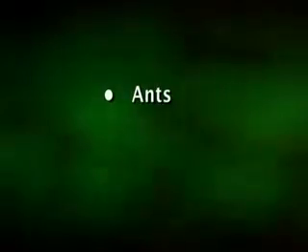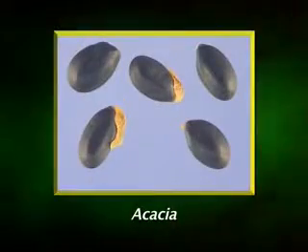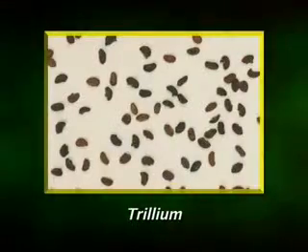Next are the ants. Dispersal of seeds by ants is known as myrmecochory. Foraging ants disperse seeds which have appendages called elaiosomes. Elaiosomes are soft fleshy structures that contain nutrients for the animals that eat them. Elaiosomes are eaten by ants and the rest of the seed is discarded by them because of being hard and inedible. Such kind of dispersal is seen in the case of Acacia and Trillium, etc.